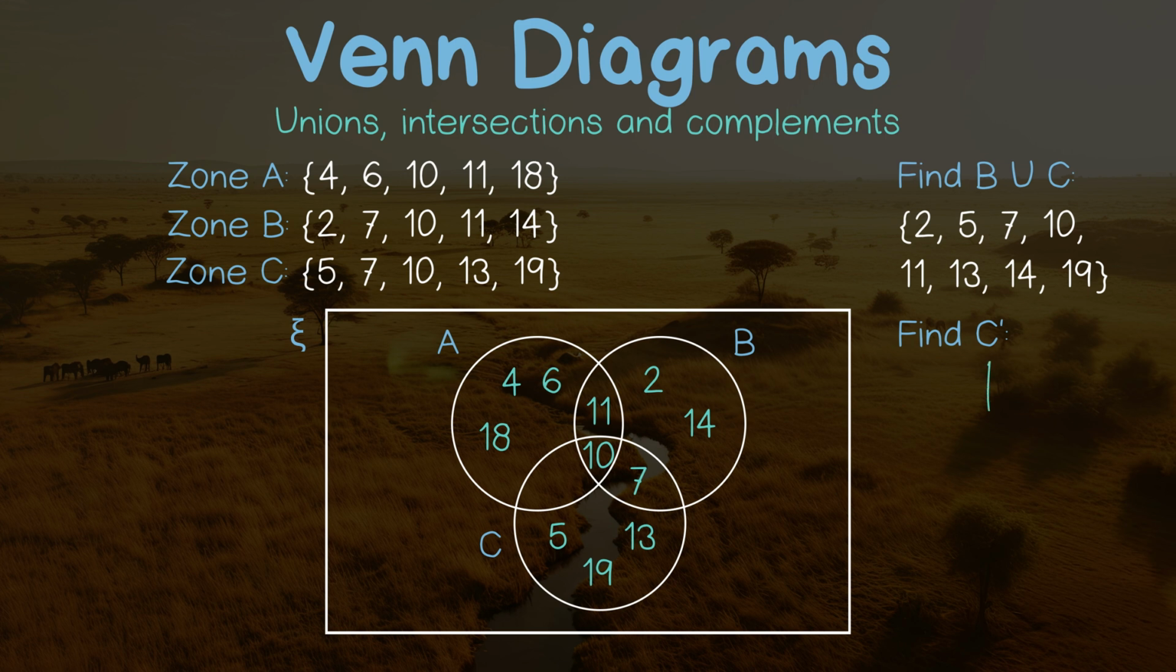And then for the very last question, the complement of C contains all the elements in the universal set that are not in set C. So for us, that's basically anything in A and B that isn't also in C. 2, 4, 6, 11, 14 and 18.